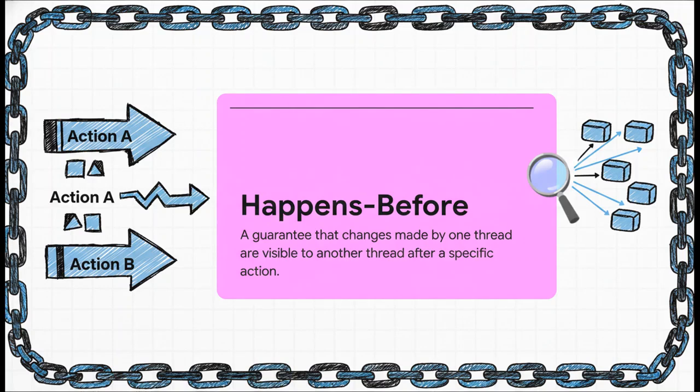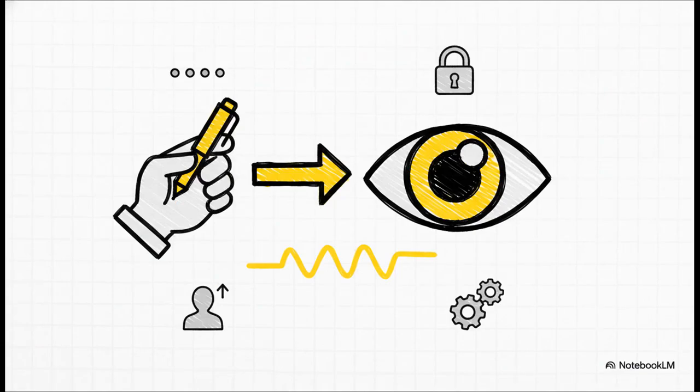If the rules say that action A happens before action B, it's a guarantee that everything action A did, especially its memory writes, will be perfectly visible to the thread that's about to perform action B. No guesswork involved. Now, the JMM has a bunch of these rules for things like locks and starting threads. But check this out. The one that matters to us right now is the volatile variable rule. It states that a write to a volatile variable happens before every subsequent read of that same variable. That's it. That's the formal guarantee, the why behind our fix. It's the rule that makes the magic work.